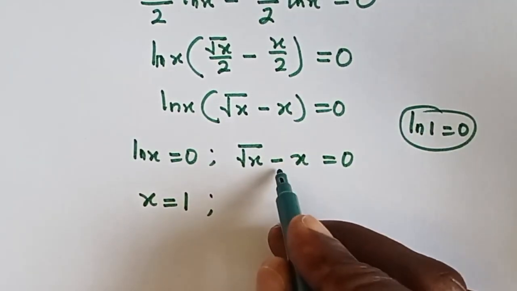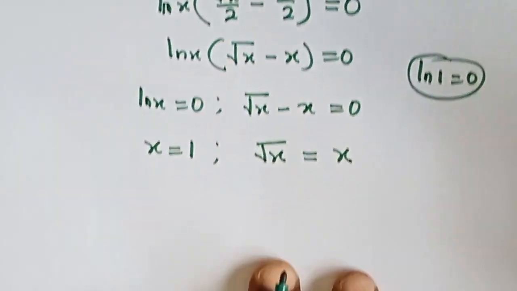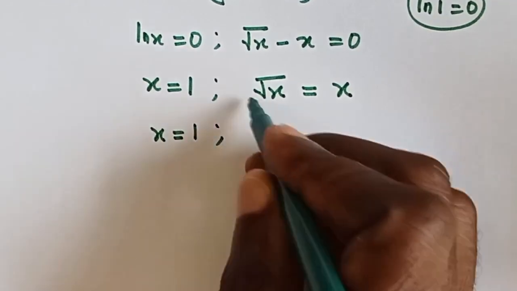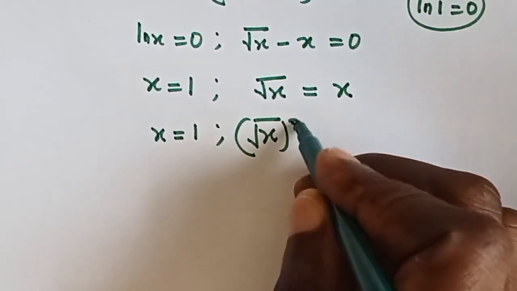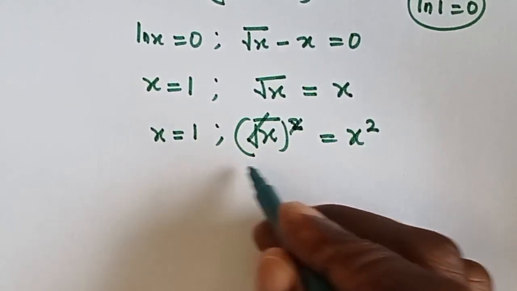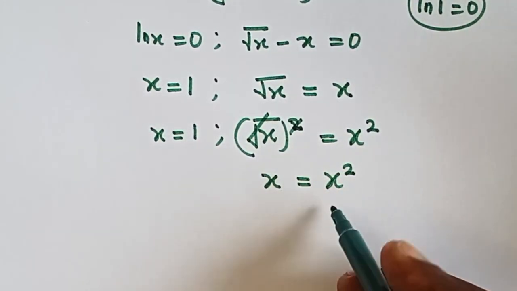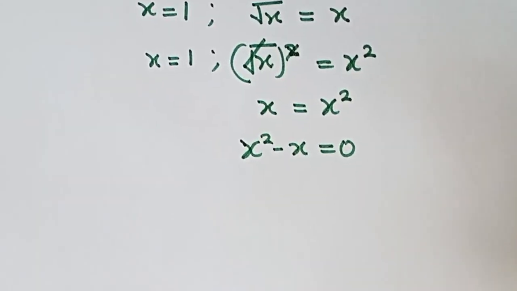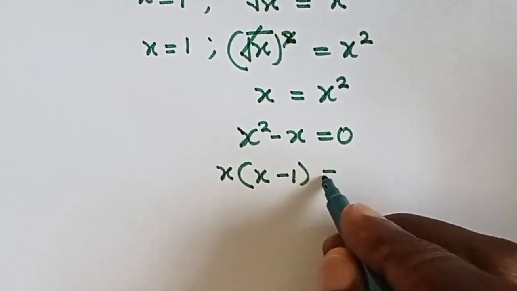And then here we take this to the other side, we have root x equals x, and then we take the square of both sides, so we have root of x squared equals x squared, so the square cancels the square root, so we have x equals x squared, and then we take this to that side, so it becomes x squared minus x equals 0. Okay, and you factor out x, you have x times x minus 1 equals 0.